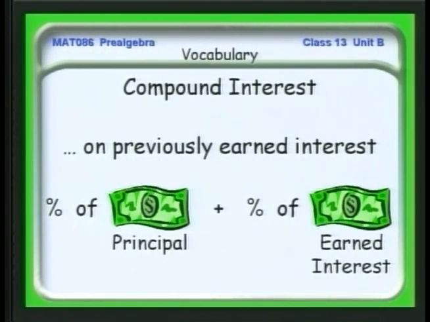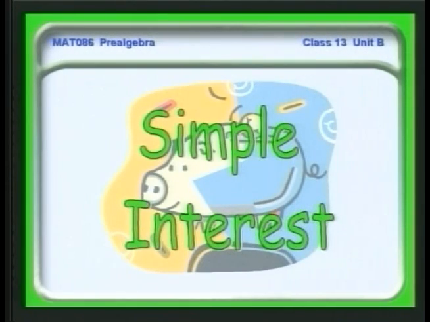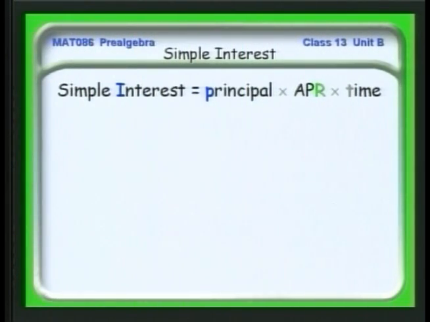So compound interest, which we'll be dealing with in Unit C, is interest that's earned on the principal and the previous interest put together. Let's look in this unit, though, only at simple interest. Here's the definition. The simple interest, what you pay, is based on the principal, how much you start with, what you've given, times the annual percent rate.